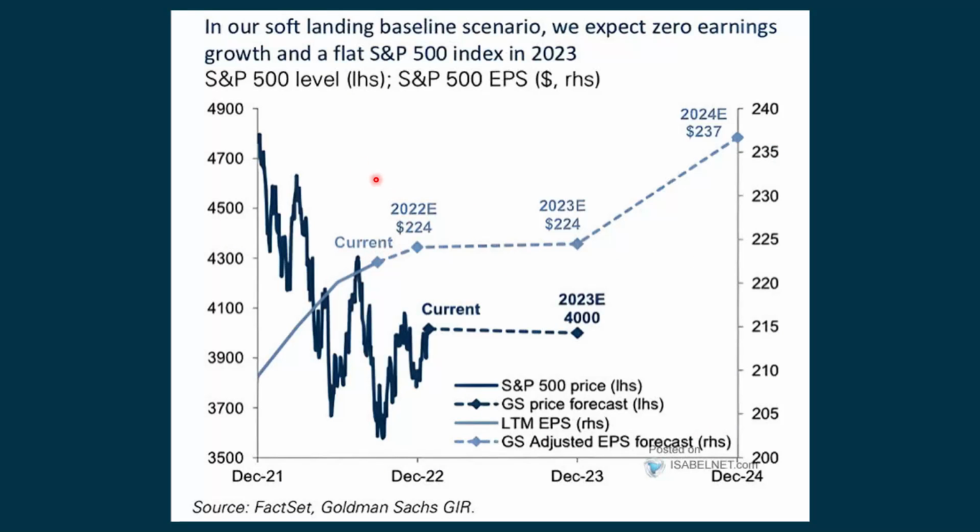This is another Goldman Sachs chart. It says, in our soft landing baseline scenario, we expect zero earnings growth and a flat S&P 500 index in 2023. The current level when this chart was created is right here. They see earnings picking up a little bit and then being flat throughout 2023 and then resuming an uptrend into 2024. The current level of the market is lower than that. This is suggesting with the earnings per share decline that we will end up being at about 4,000 in the S&P at the end of 2023.